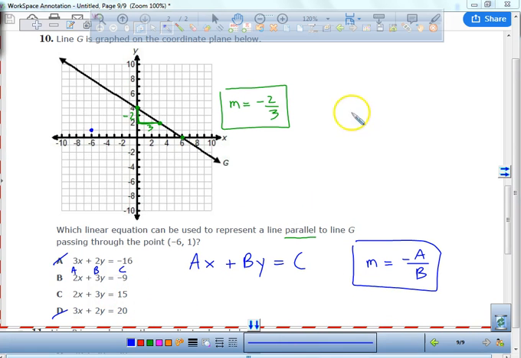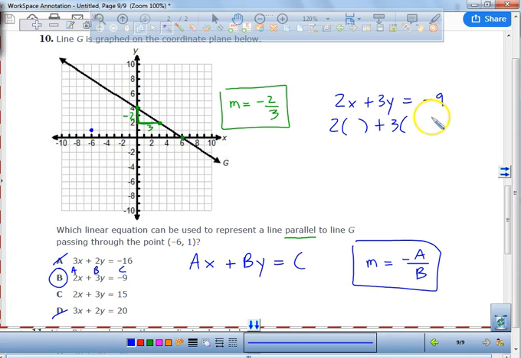Now, how could I do this one by hand? How could I prove that 2x plus 3y equals negative 9 is correct? You could turn it into y equals mx plus b, and then graph it. Here's another way you could do it. What's my x value? It has to be negative 6. What's my y value? It has to be 1. 2 times negative 6 is negative 12. What's negative 12 plus 3 equal to? Negative 9. That's another way. You could plug your x value and your y value into the equation, and see which one is true.